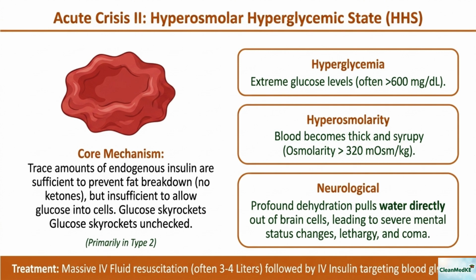In contrast, type 2 patients are prone to hyperosmolar hyperglycemic state, or HHS. Here, trace insulin prevents fat breakdown, so there are no ketones. However, glucose skyrockets, over 600, making blood thick and hyperosmolar. This profound dehydration pulls water directly out of brain cells, causing lethargy, mental changes, or coma. Treatment requires massive IV fluid resuscitation before insulin.